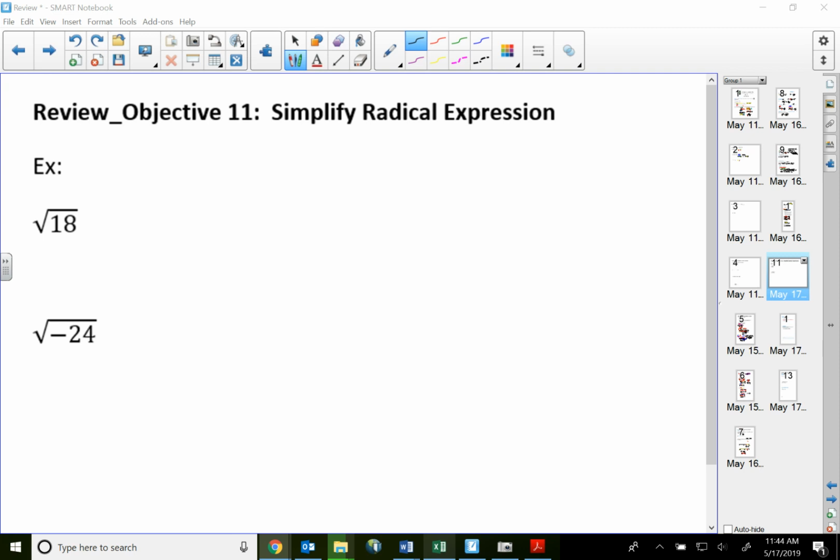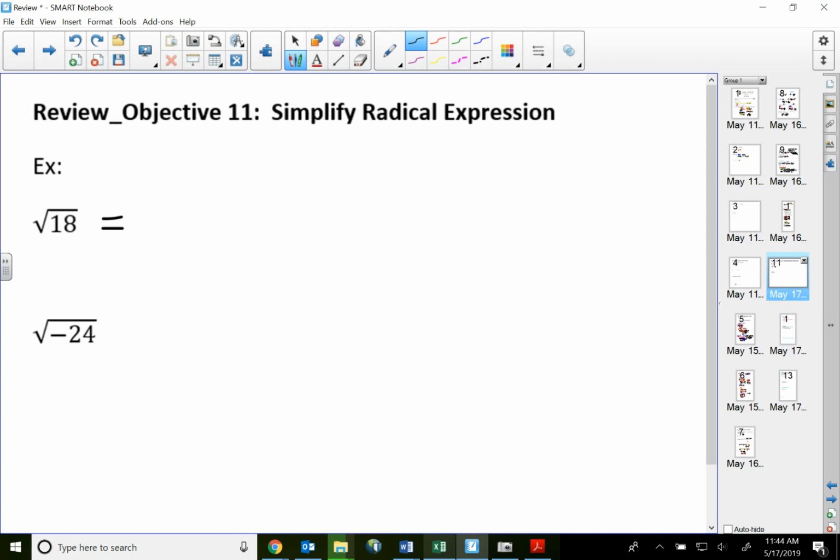In this video, let us review simplifying radical expressions. The word radical simply refers to square root, cube root, fourth root, and so forth. Right now I've got two examples here for simplifying square root expressions. Whenever we have a number inside the radical that is not a perfect square or perfect cube, we've got to be able to simplify it.